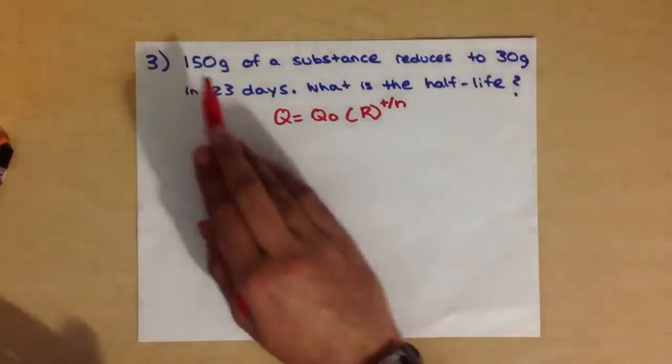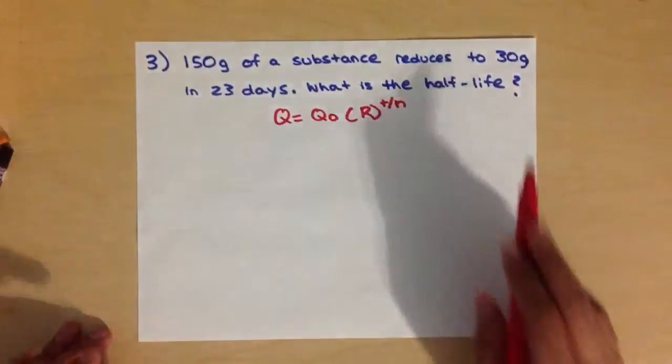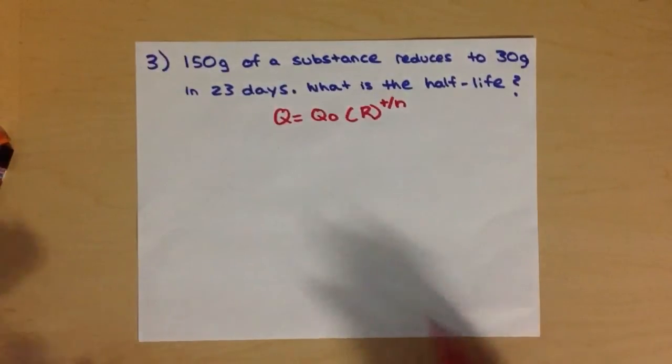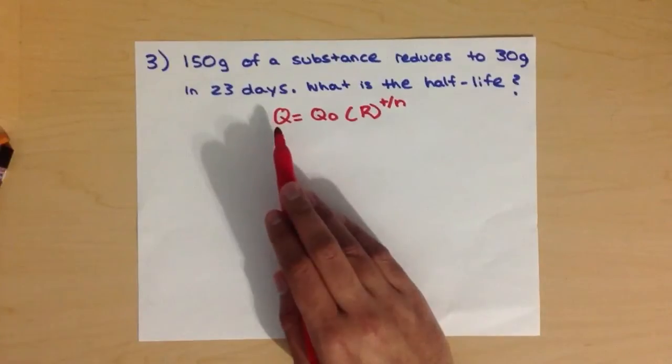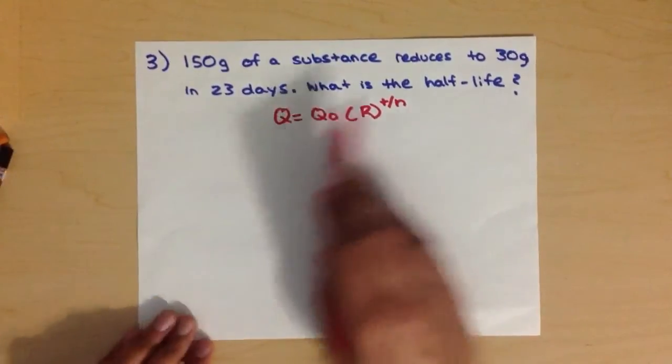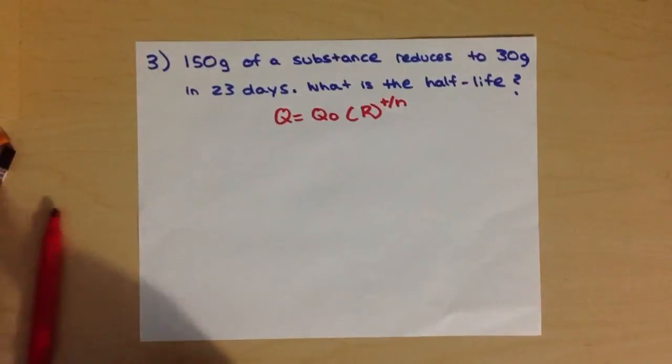So 150 grams of a substance reduces to 30 grams in 23 days. What is the half-life? So we're going to break this question down. This is Q, or the A, is the concentration, or whatever you have right now. What do you have right now? You have 30 grams, because it's going to reduce. So you're going to end up with 30 grams.